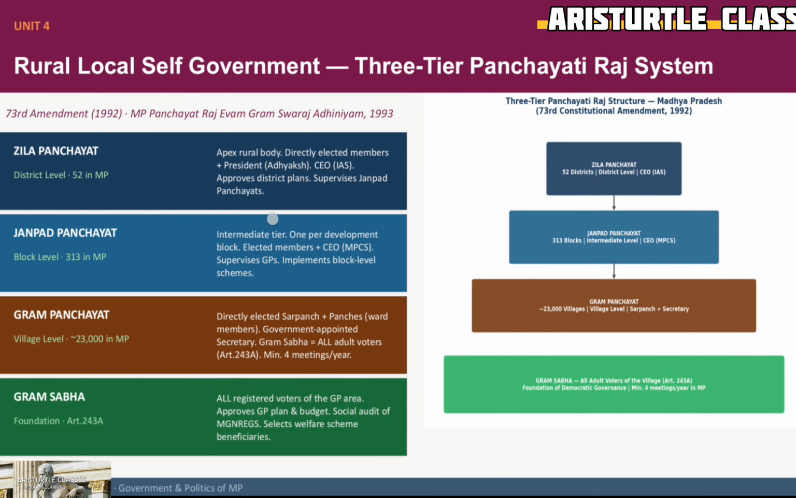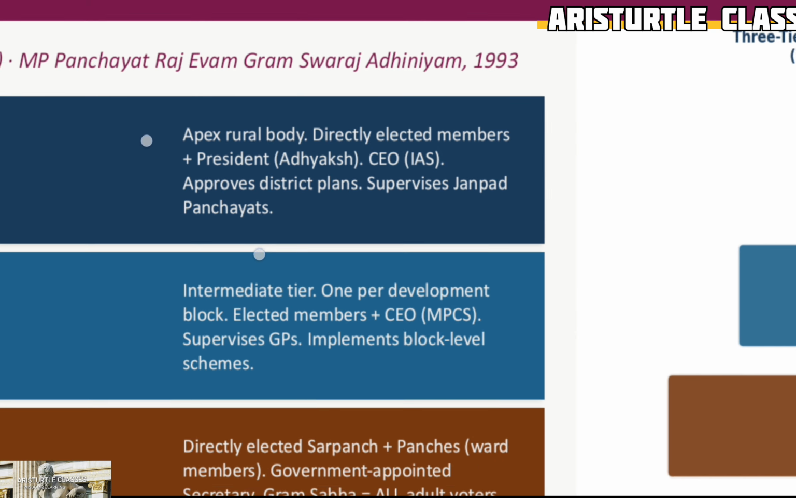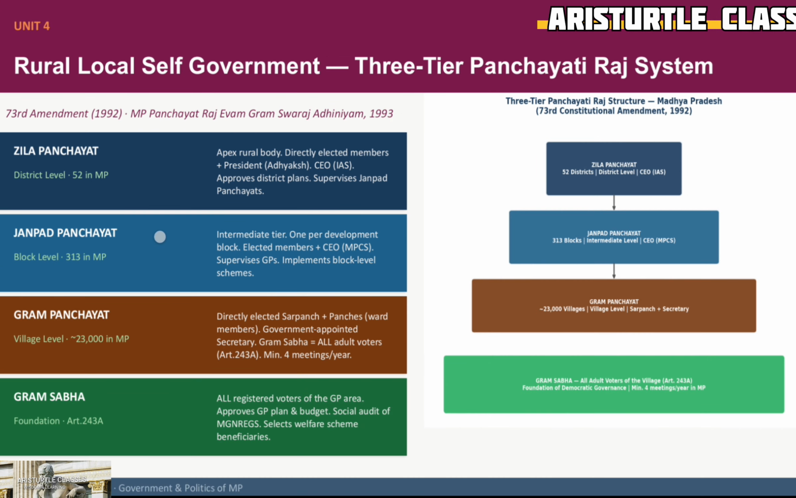So how does the three-tier Panchayati Raj system work? At the apex level, we have Jila Panchayats. Currently, we have 55 Jila Panchayats. At the top, we have an IAS rank officer who guides the administrative functions of the Jila Panchayat and all the panchayats. But he is not the chief. The chief is an elected member who rules the Jila Panchayat.